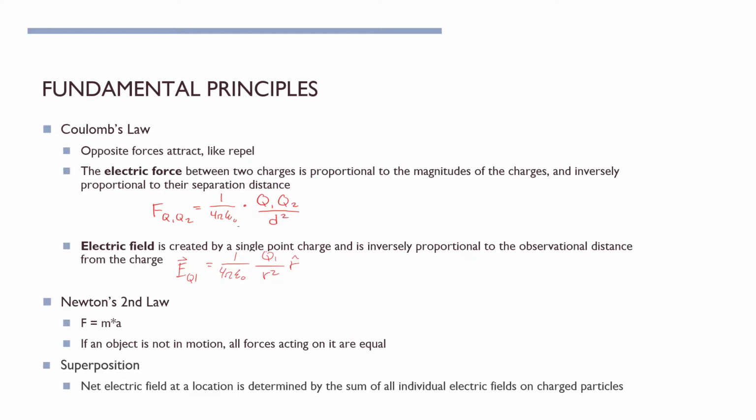Now, there's a few fundamental principles necessary to understand this lab. First is Coulomb's law, that opposite charges attract and like charges repel. This also gives us the equations for both electric force and electric field. Then there's Newton's second law, force equals mass times acceleration. This tells us that if an object is not in motion, all forces acting on it are equal. Last of all, there's superposition, the idea that the net electric field at a location is determined by the sum of all individual electric fields on charged particles.